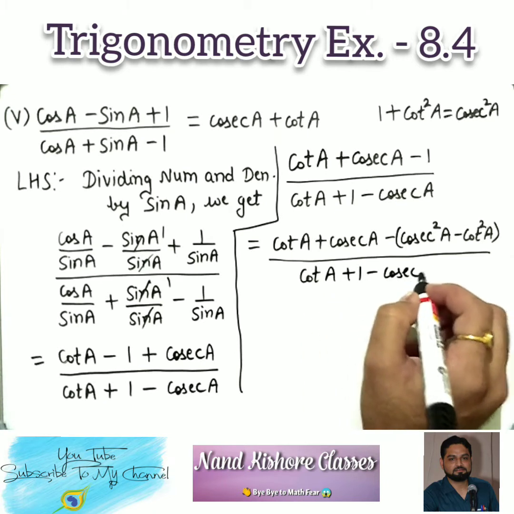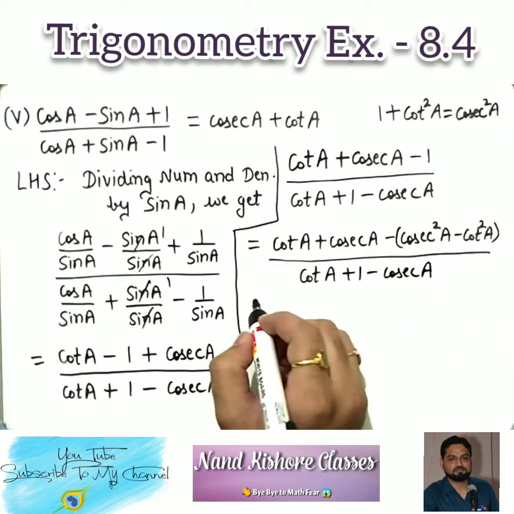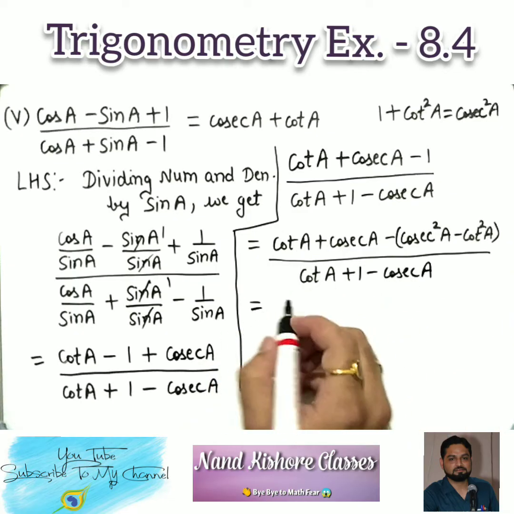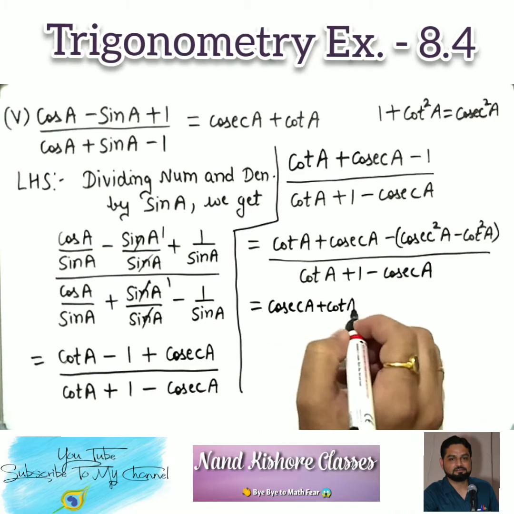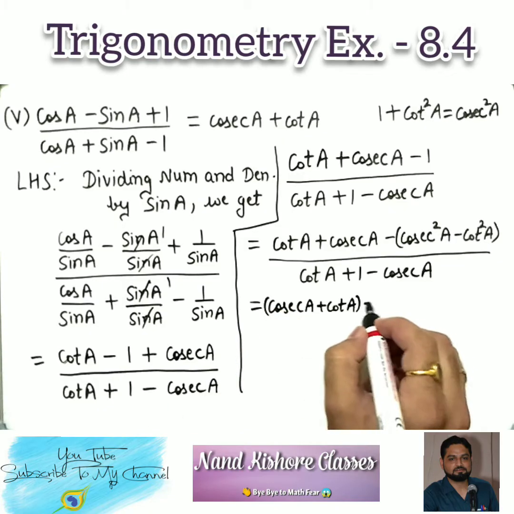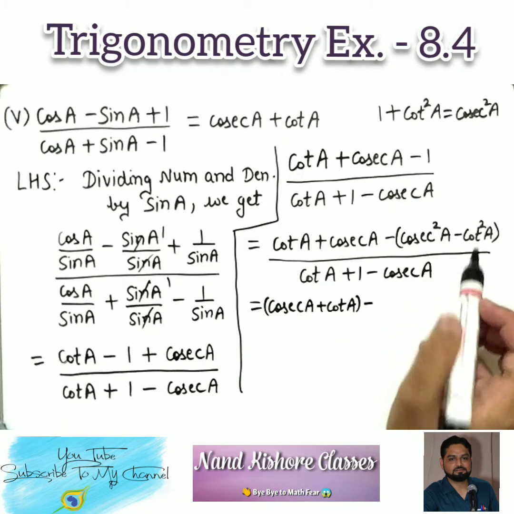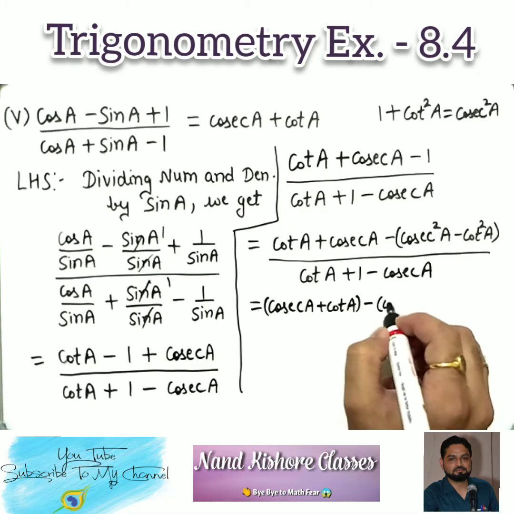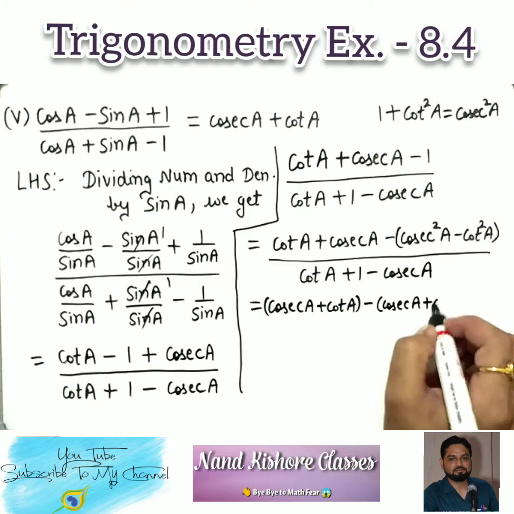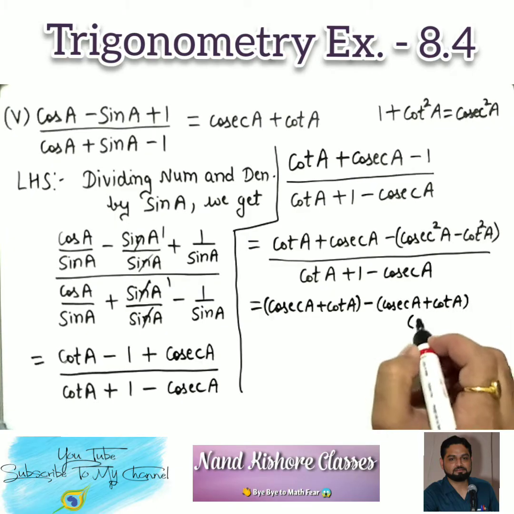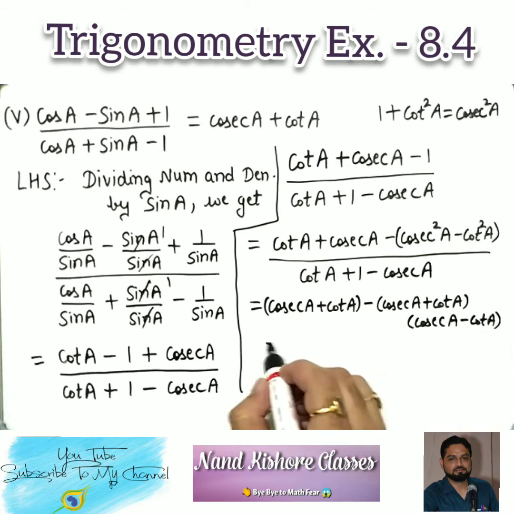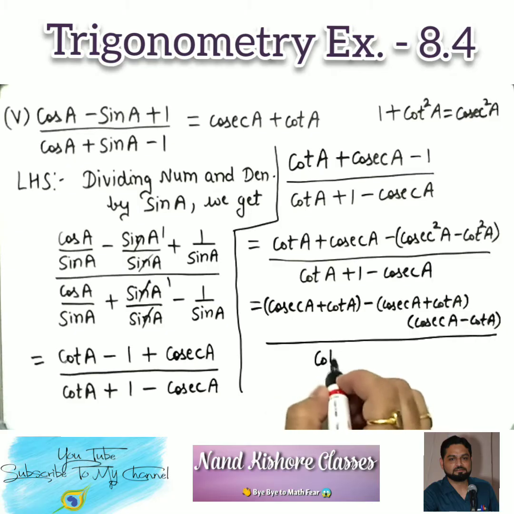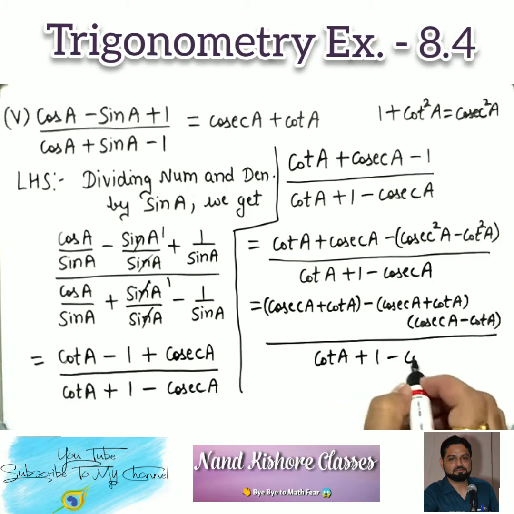This is the main step of this question. Now, what next? Cot A plus cosecant A, can I write it like this? Cosecant A plus cot A, just interchanging their positions, minus... it is A square minus B square. So the formula is making cosecant A plus cot A, that means A plus B, and A minus B. So this is the formula which is being built here, and the denominator remains as it is, cot A plus 1 minus cosecant A. I hope you are clear till now.